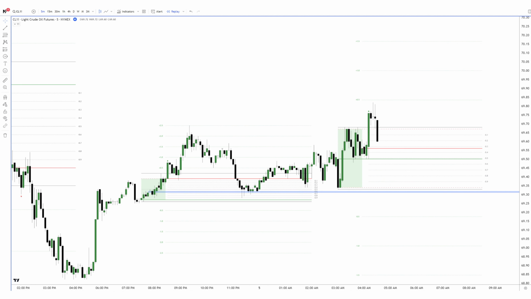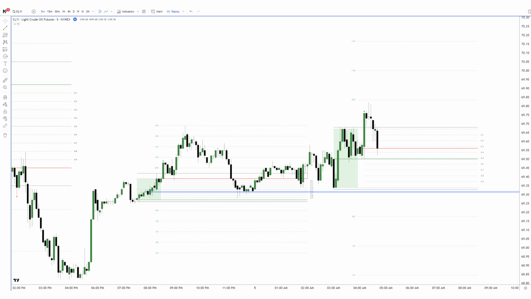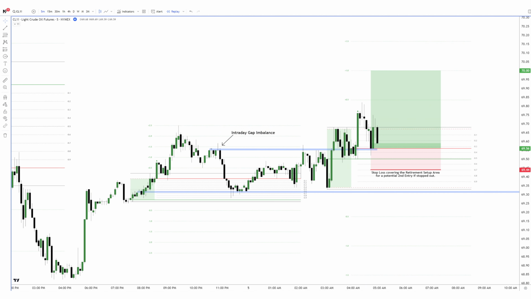A few minutes later, price retraces back into the closing price of the DR, which also aligns perfectly with an intraday gap imbalance from the ADR. Hard to catch this trade, but it would offer a great 3.6R if you put your stop loss at the beginning of the retracement setup area for a potential second entry if you get stopped out.